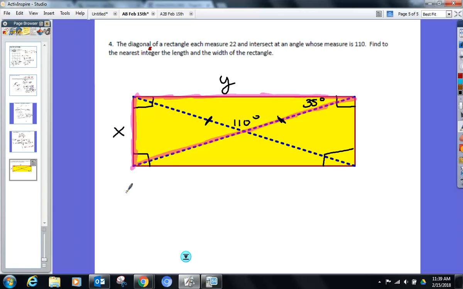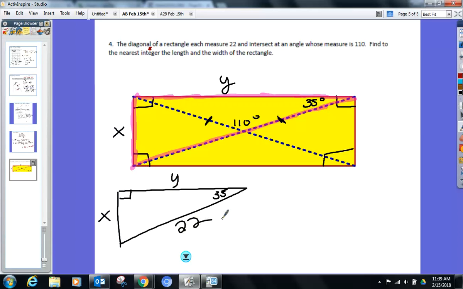So do you guys see, in this right triangle right now, I'll draw it out. We got the right angle. We got 35. Trying to find those two sides. Whoa! Don't I need to know a side to do sine, cosine, tangent? Do I? What is it? The diagonal. 22.